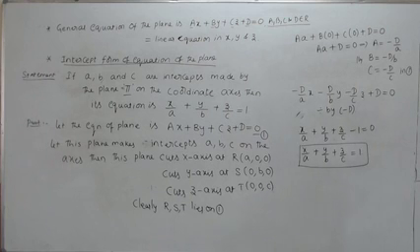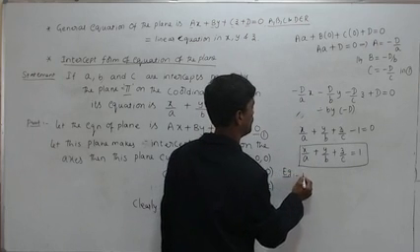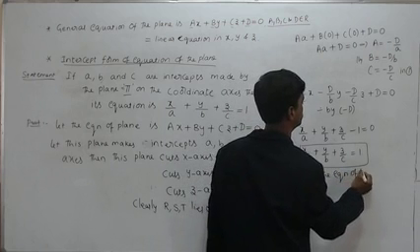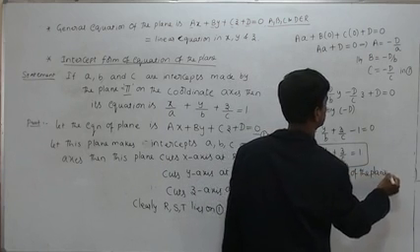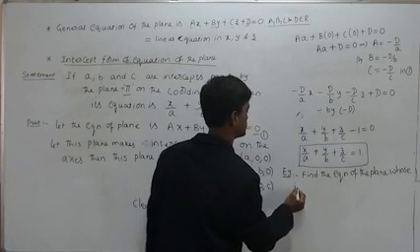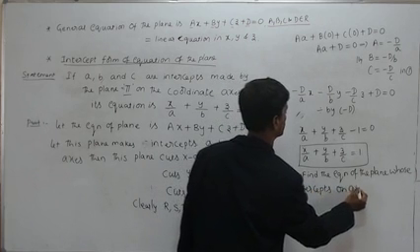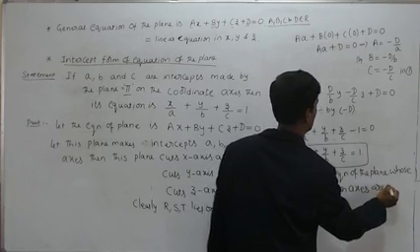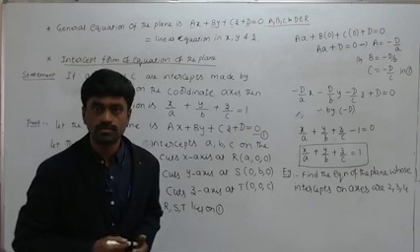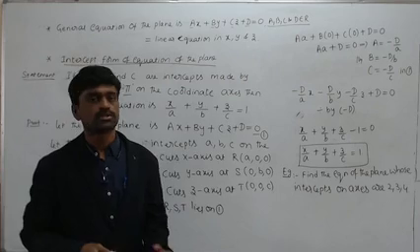So one beautiful small example, and it's a very simple example. Find the equation of the plane whose intercepts on the coordinate axes are 2, 3, 4. That means the x-intercept is 2, y-intercept is 3, z-intercept is 4. Then what is the equation of the plane?